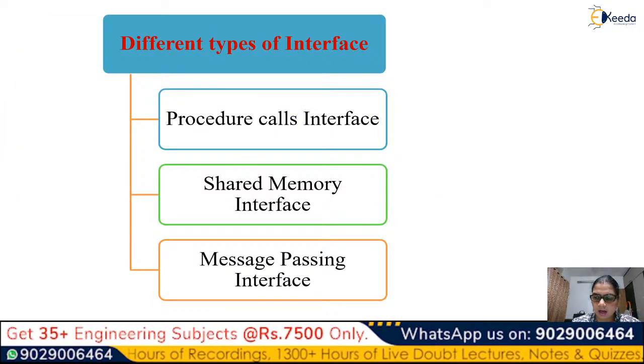Then you have different types of interface. Like two or three modules are being interfaced, but how are they interfaced? Through a procedure call interface, a shared memory interface, or a message passing interface. These are the common ones. In coding you use a function call, like module A calling module B, while shared memory and message passing interfaces occur in the operating system.